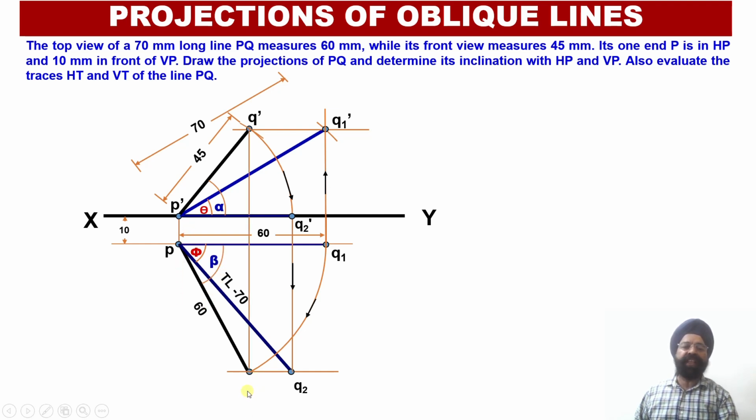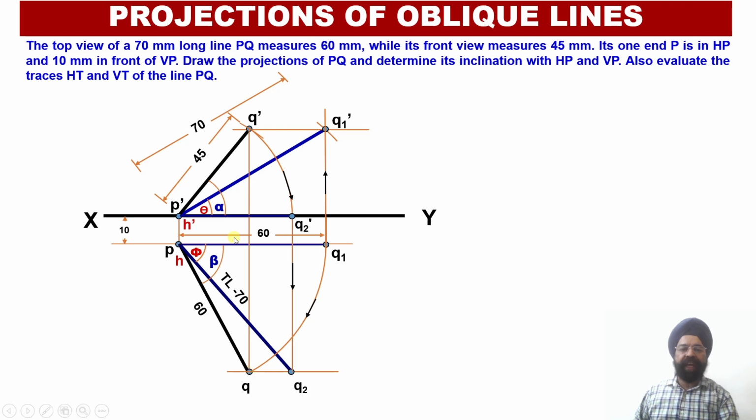And once I obtain this point Q, I know that this point Q and Q dash should be lying in one vertical line. So Q dash and Q should lie in one vertical line. Once I am able to obtain Q dash and Q in one vertical line, it means that I have validated the accuracy of the construction which I have made till now.